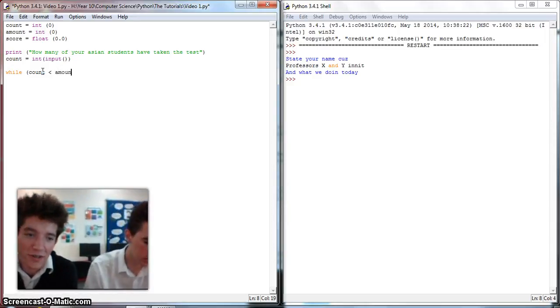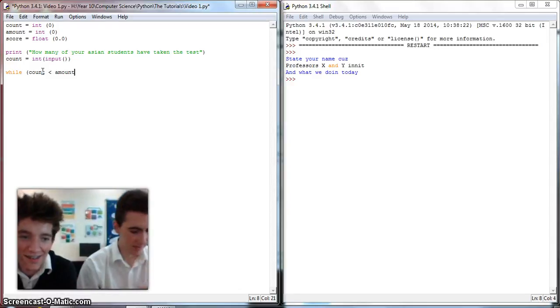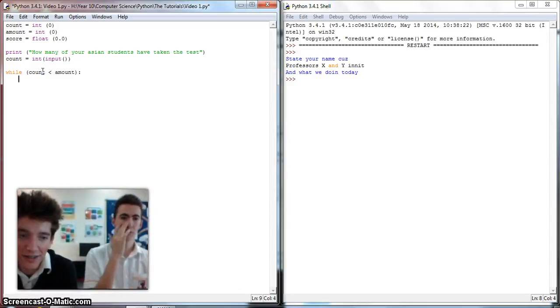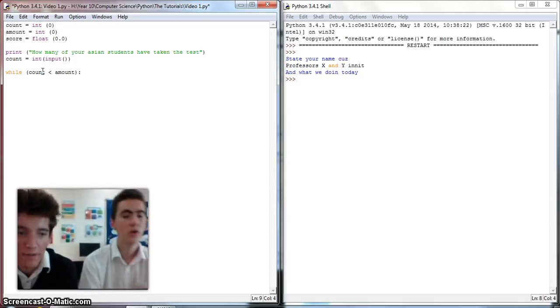If you wanted to, you could spell amount correctly. Yeah, man. What if they don't want to? Alright, if you don't want to, that's also an option. As Professor X has just demonstrated, it automatically does the indentation when you put the colon in.